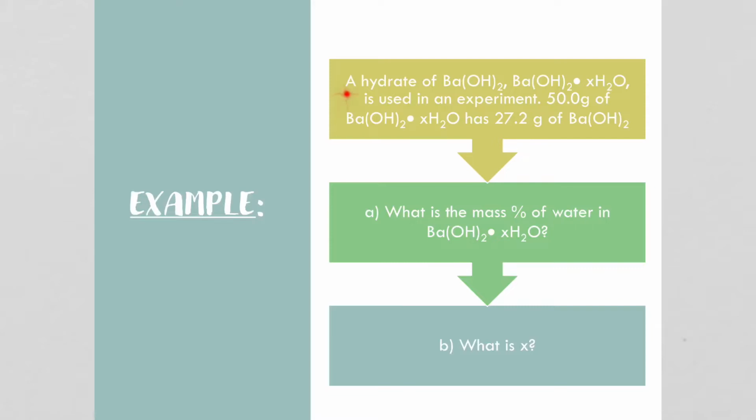So it says a hydrate of barium hydroxide, Ba(OH)2, and then we write a dot like this, XH2O, is used in an experiment. 50 grams of Ba(OH)2·XH2O has 27.2 grams of barium hydroxide. So the question is, what is the mass percent of water in this compound? And then what is X? So first of all, we'll have to figure out the percent composition of barium hydroxide and water, and then we have to calculate what X is.